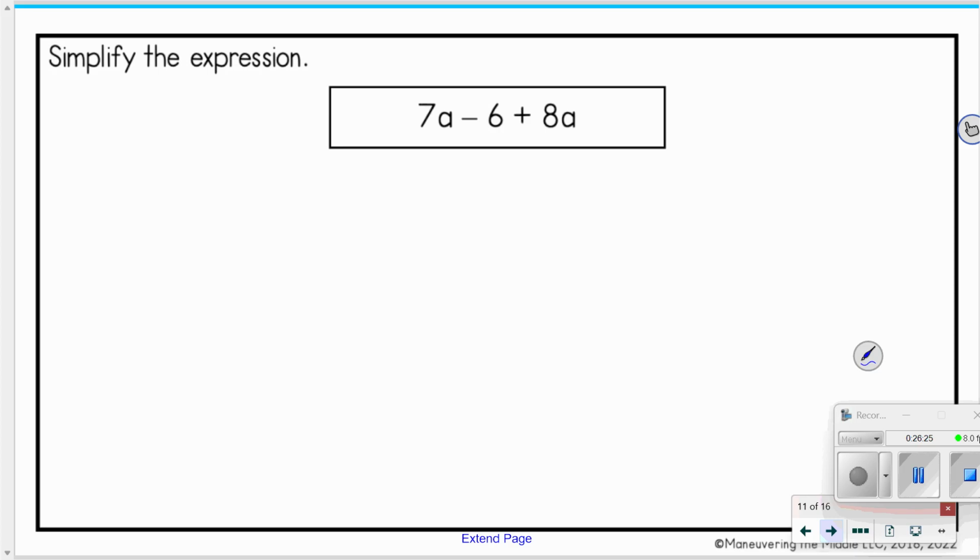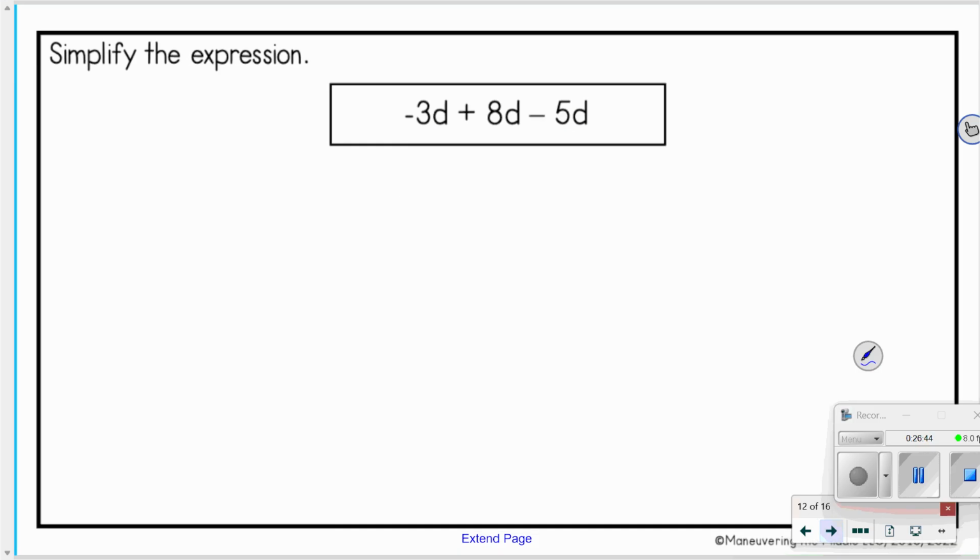Now we're just straight up simplifying the expression. So I need to put together the pieces that I can. So I have a 7A and an 8A. That gives me 15A. My constant is minus 6. I have a negative 3D, a negative 5D, and then a positive 8D. So negative 8D plus 8D. Those are opposites. Anytime we add opposites, we get 0.